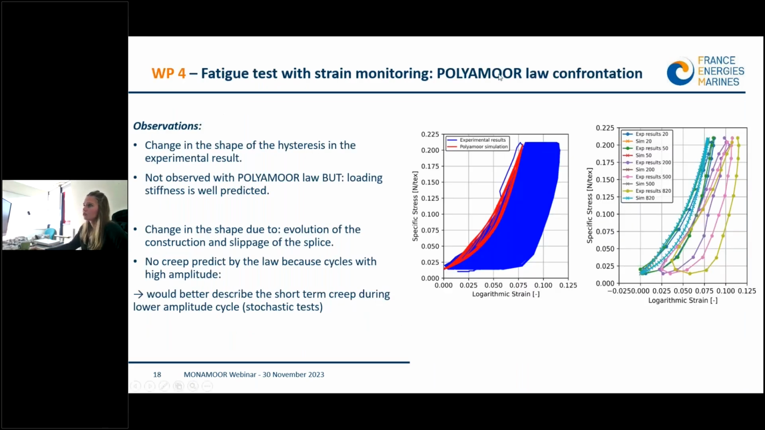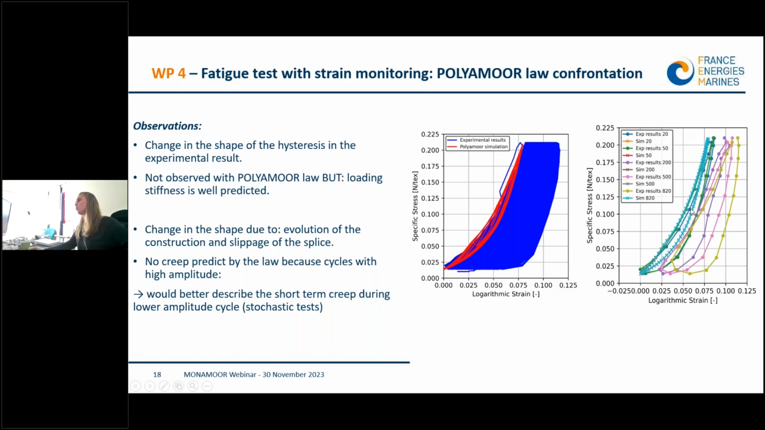Again, we tried to confront the Polyamide law to fatigue test. So here you have the specific stress versus the logarithmic strain. In blue, it's the fatigue test. So we can't really see the cycles because we have an evolution of the cycle. So you can see it on the right. The curve for the experimental results are represented by the circles, and the curve predicted by the law are represented by the crosses.